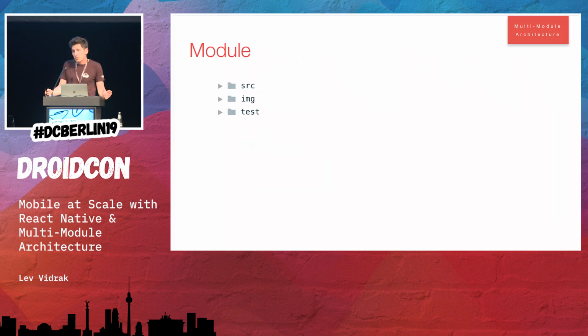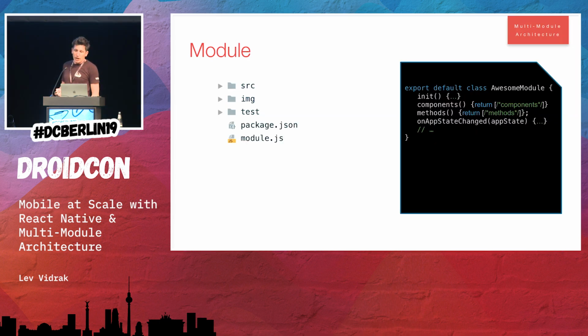A model is a feature model. Most of the time, we don't have native code in the model, in our business logic. We have only JavaScript. And inside the model, we will have a file called model.js, which is actually a contract between the engine and the model.